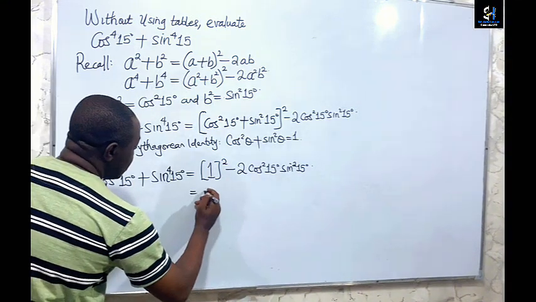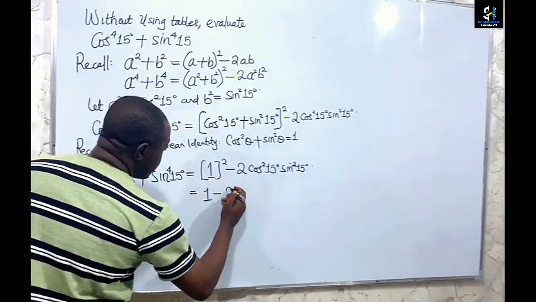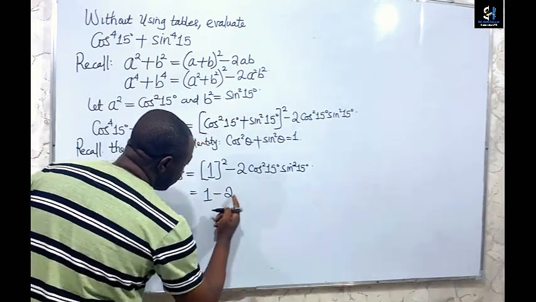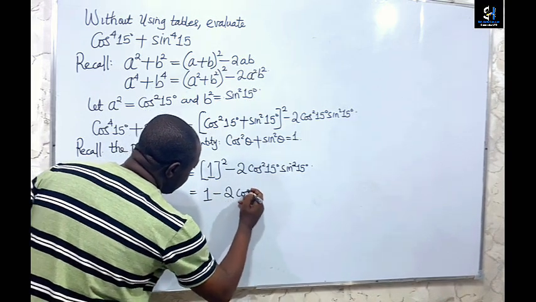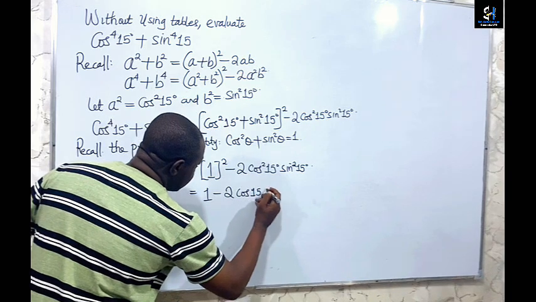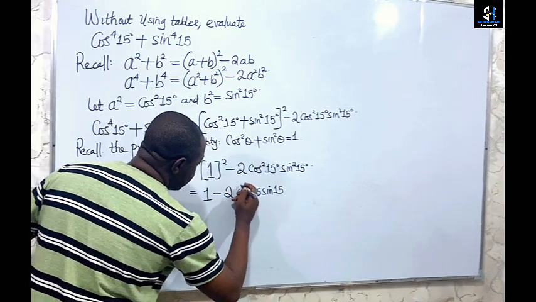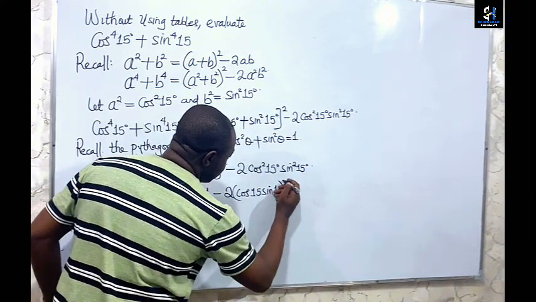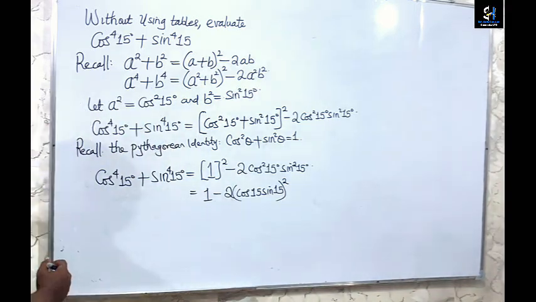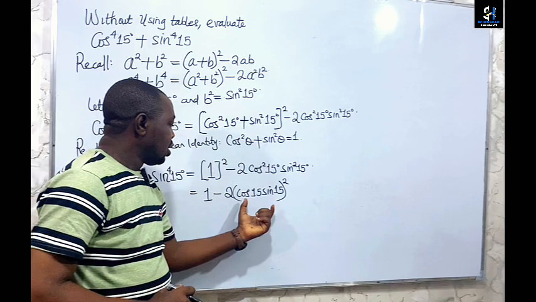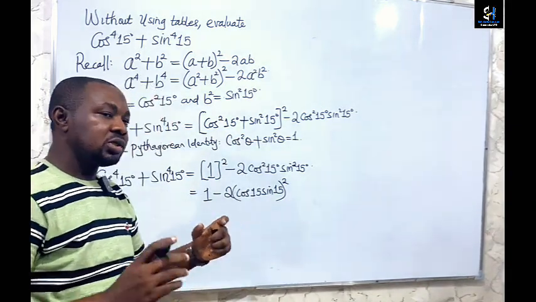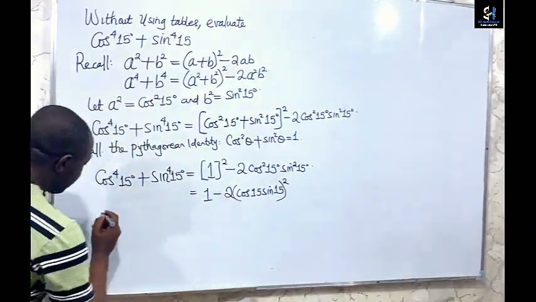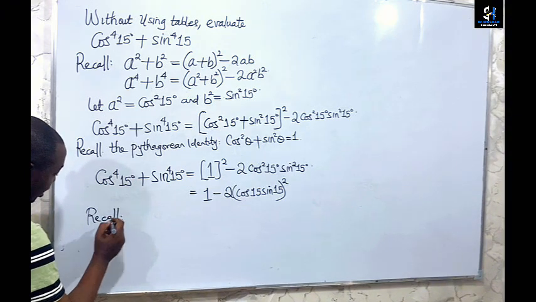Okay, so now this will be equal to 1 minus, now in this case, I can write this expression to be 2 cos 15 degrees sine 15 degrees, that is parentheses cos 15 degrees sine 15 degrees raised to the power of 2, then multiplied by 2. Now, to be able to write this as the double angle formula for sine, let's recall the double angle formula for sine.